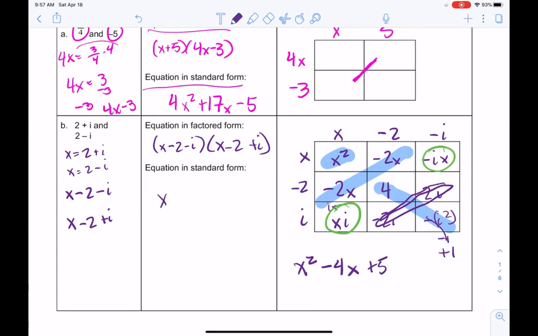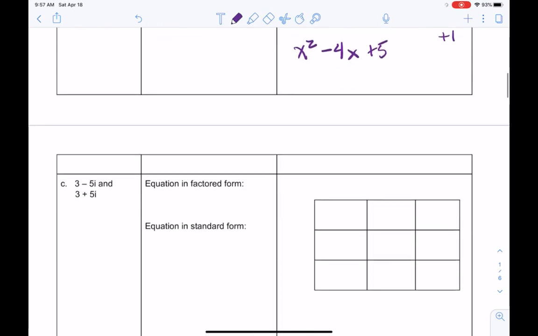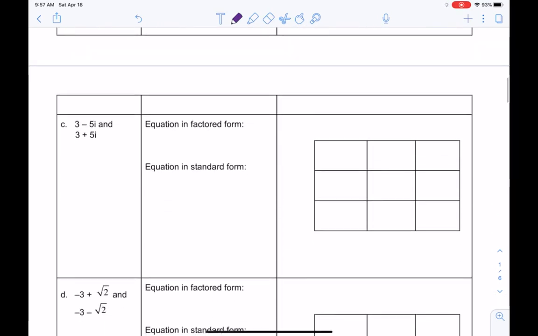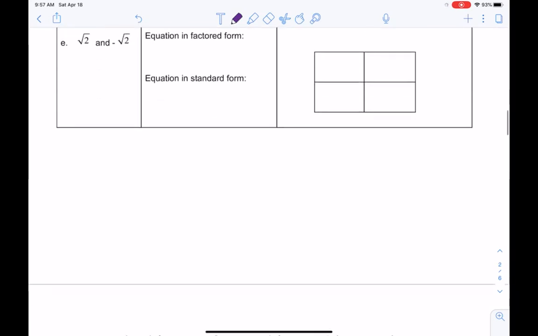So that is my standard form. And if you were to use the quadratic equation on that, you should get this as your factors. So that's how that's working there. Okay, so you are going to do the next several examples and make sure you understand what you're doing, and I will post the answer key for you.